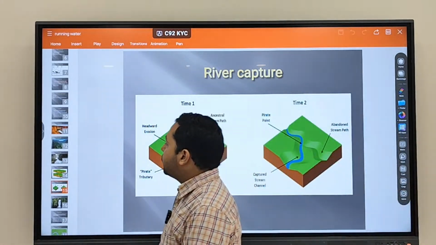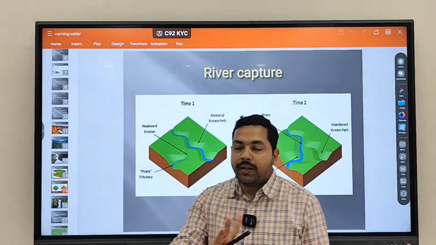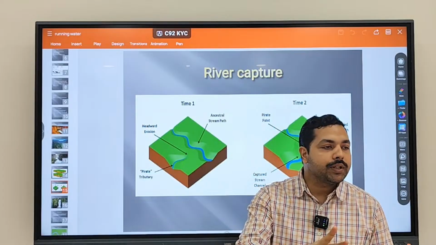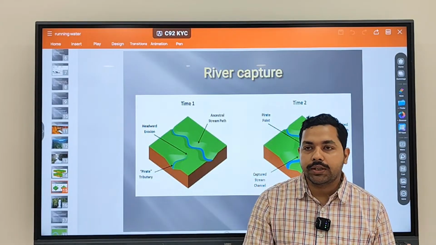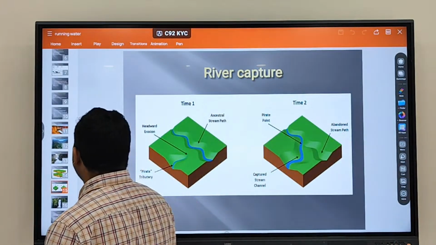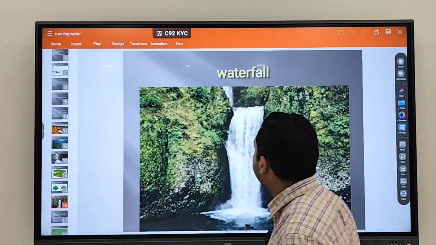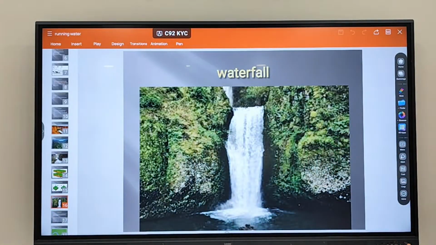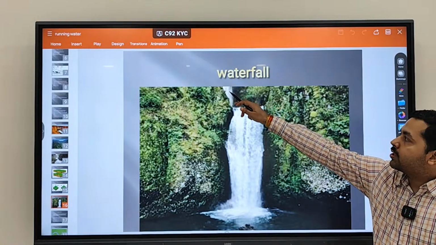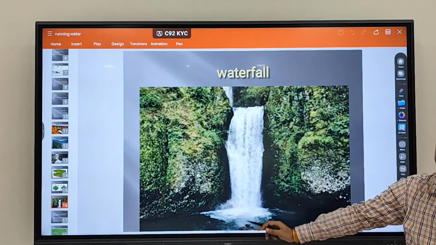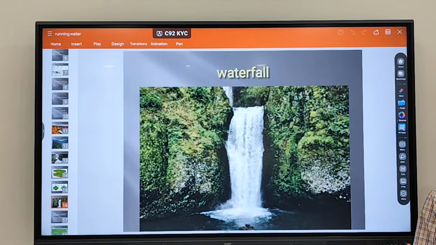So the third thing that we discuss in the upper course: gorges we have, river capture we have, and we discuss waterfall. The other thing that you are going to find in the upper course is the waterfall. Clear? So you can see from the gorge, the river is coming, and then a waterfall is being created. So this is also something you see in the upper course of the river.